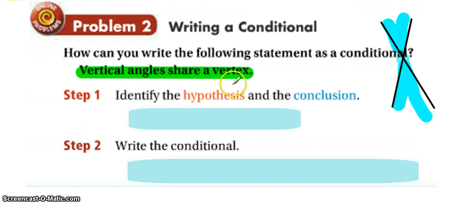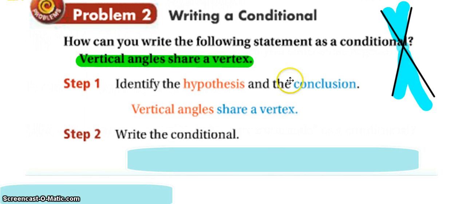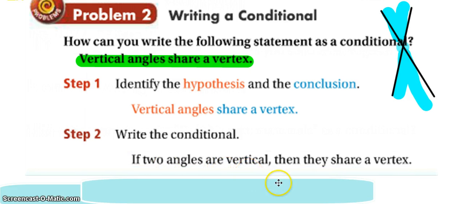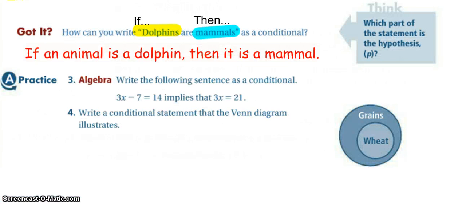So the conclusion is that they have to share a vertex if they're vertical. So your if-then statement, pause the video and try to write this. Our hypothesis is that they are vertical angles. Our conclusion is they will then share a vertex. So we say if two angles are vertical, then they share a vertex. Go ahead and pause the video to deal with the practice problems, but I already pretty much gave you the answer here. Try these practice problems right here.